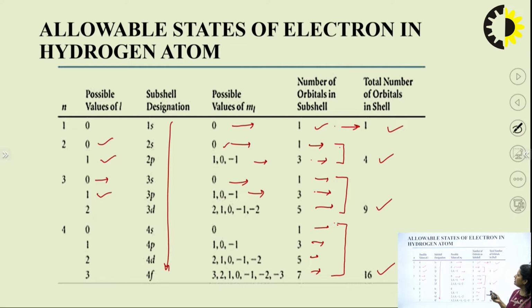So this table mostly gives you the idea of how the hydrogen atom is situated in a particular lattice and its energy states corresponding to n equal to 1, 2, 3 and 4, and what are the total number of orbitals in a particular shell. So total number of orbitals for n equal to 1, 2, 3 and 4 can be easily calculated with the help of the subshell designation, possible values of m_l and the number of orbitals in subshells.